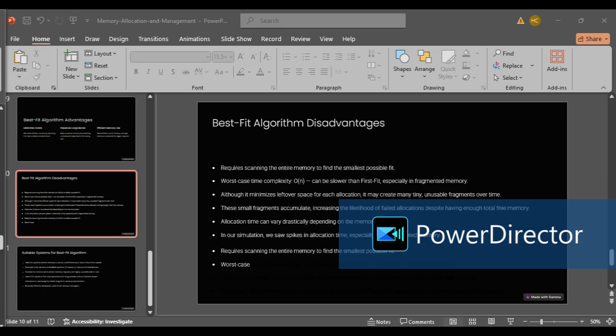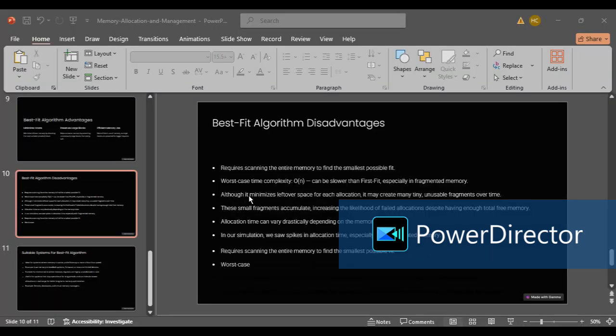These small fragments accumulate, increasing the likelihood of failed allocations despite having enough total memory space. Allocation time can also vary drastically depending on the memory state. With the best fit, if your memory is heavily fragmented, it will take more time or find it more difficult to allocate memory, since it has to scan your heavily fragmented memory before allocating it.